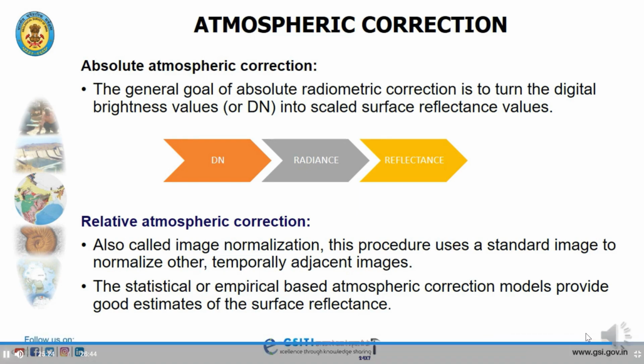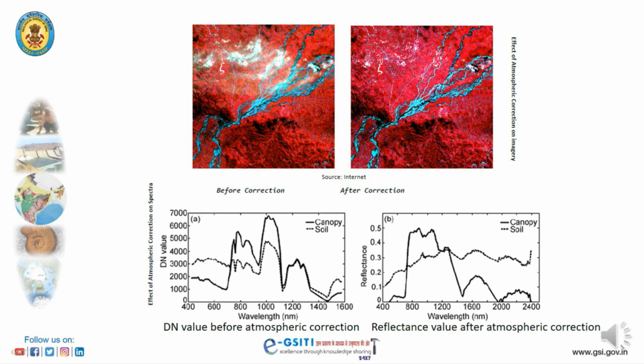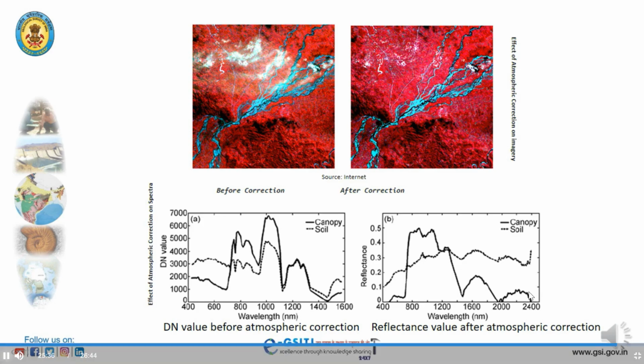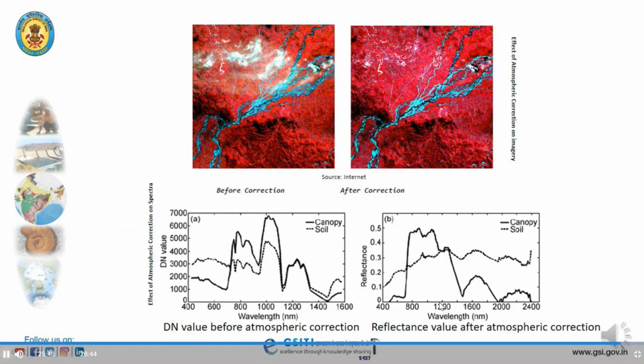Relative atmospheric correction. It is also called image normalization. This procedure uses a standard image to normalize the others. It temporarily adjusts the images. The statistical or empirical based atmospheric correction models provide good estimates of the surface reflectance by this.